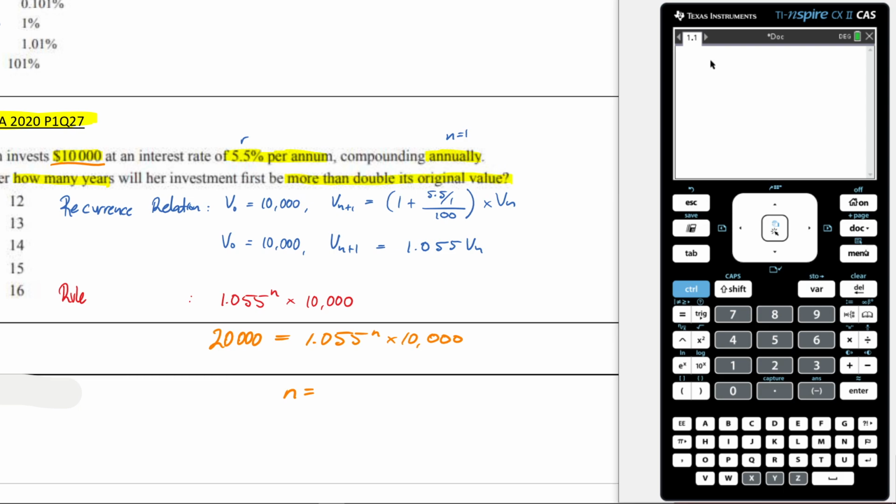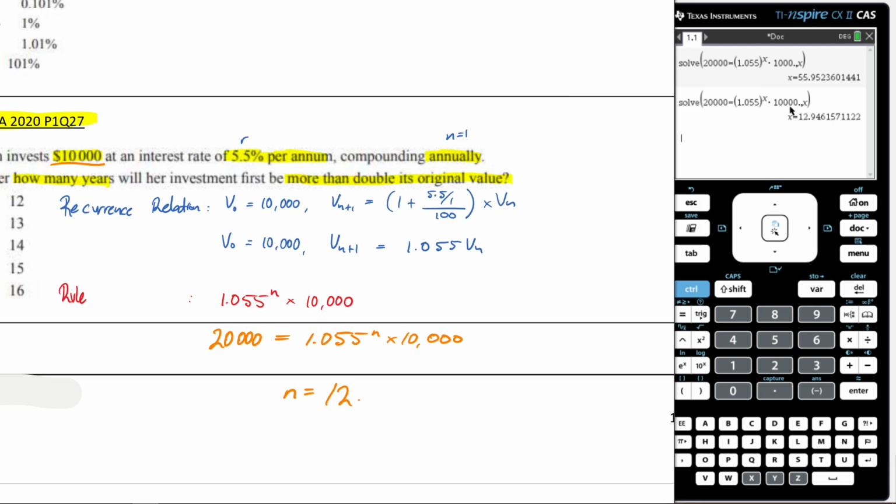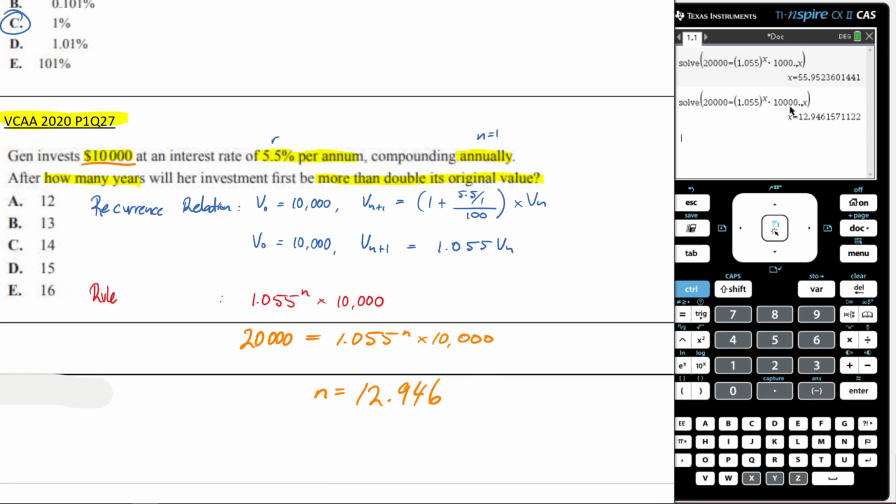So I would come here, menu 3, 1, 20,000, set that equal to 1.055 raised to the power of x, we'll say. Then we'll times it by 10,000, and we'll go comma x. And I'm going to end up with n being equal to, oh, sorry, that doesn't look right. I forgot to add a 0 there. That's better. N is going to be equal to 12.946.